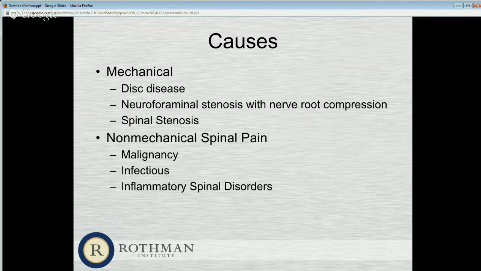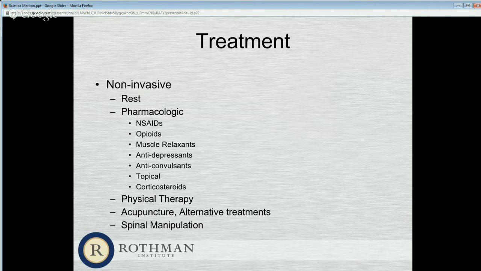So let's talk about treatment a little bit. The majority of the time, I like to try conservative treatment. So what is conservative treatment? It's anything that's non-invasive, in my opinion. Non-invasive treatment is rest, ice, heat, whichever feels better for you, okay?